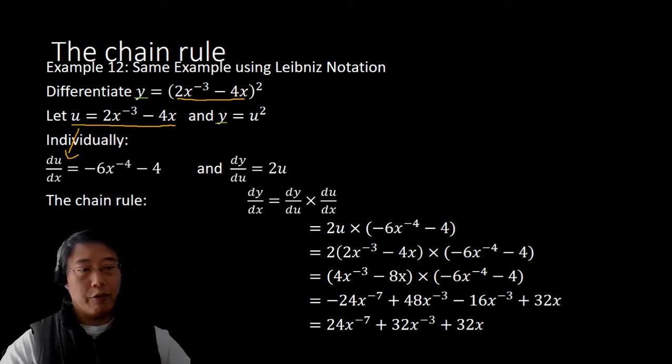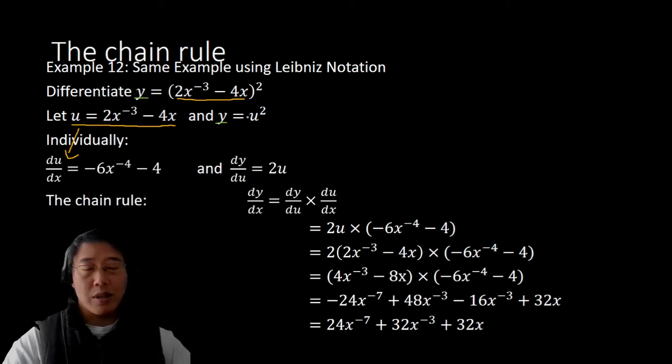Now we're going to differentiate y in terms of u, so dy over du. Because it's in terms of u, it's just a quadratic, so it's u squared, and that gives you 2u. The 2 comes from the power, and the new power with minus 1 gives you 1, so you get a 1 here. Okay?